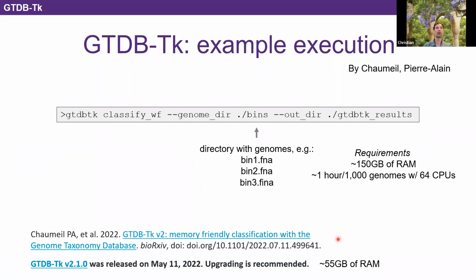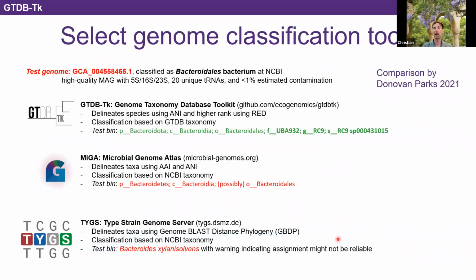Okay, I should also say there are other classification tools out there as well. Donovan Parks did this comparison in 21. For this one, he used a genome, you can see the genome ID, that was classified as Bacteroidales bacterium at NCBI. It was a high quality one. It had a 16S. It had less than 1% contamination. So by all accounts, a good quality genome.